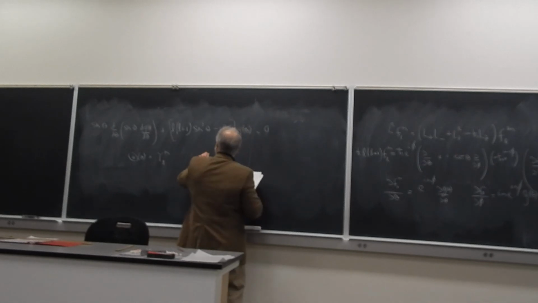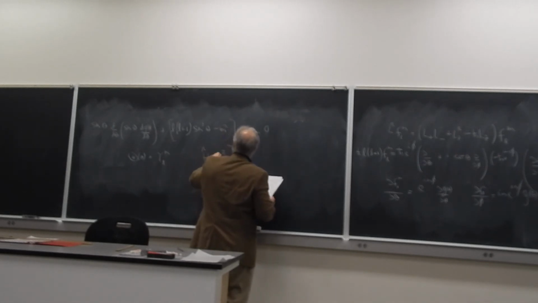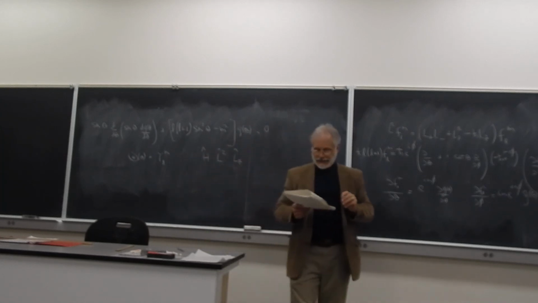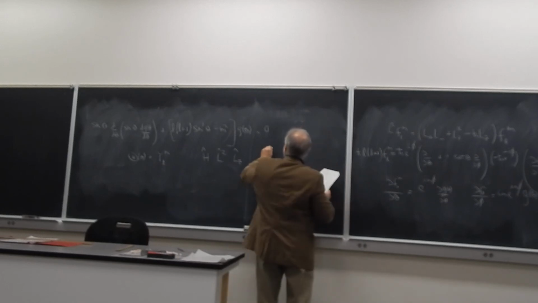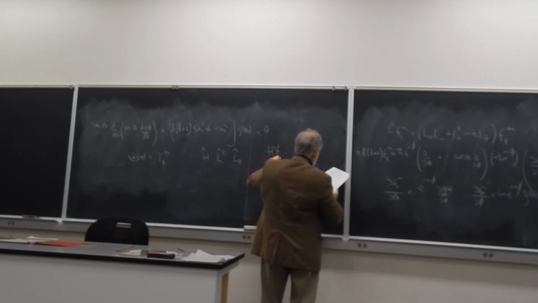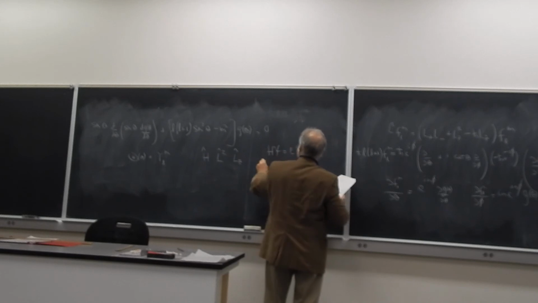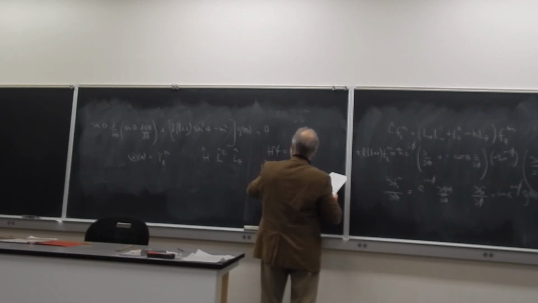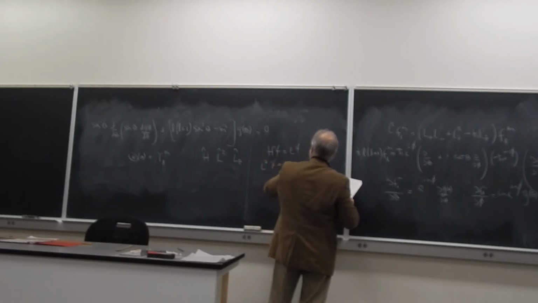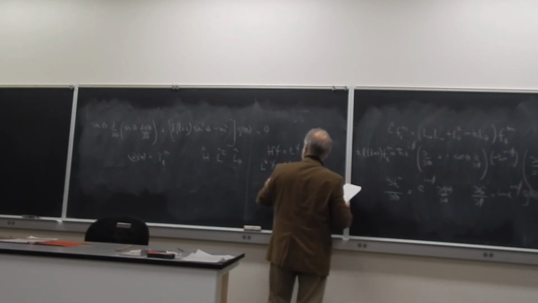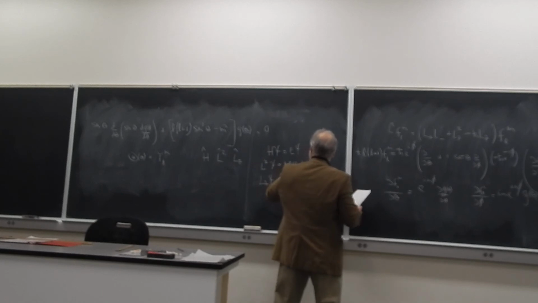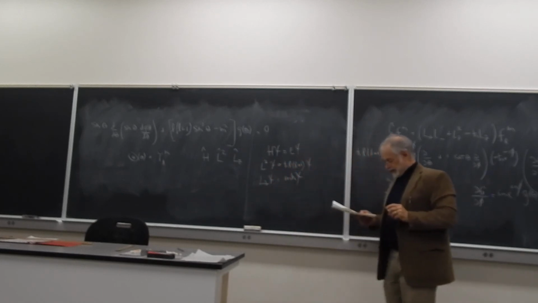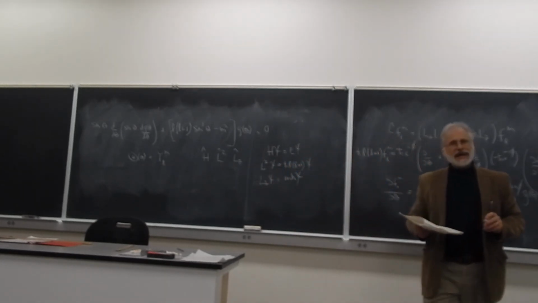That is to say H, L squared, and Lz. So we can write then H psi is equal to E psi, L squared psi is equal to h bar squared L(L plus 1) psi, and Lz psi is equal to m h bar psi. Interesting.